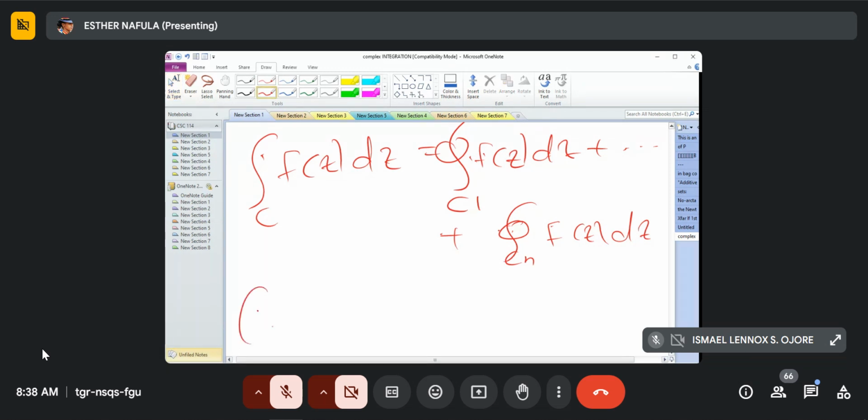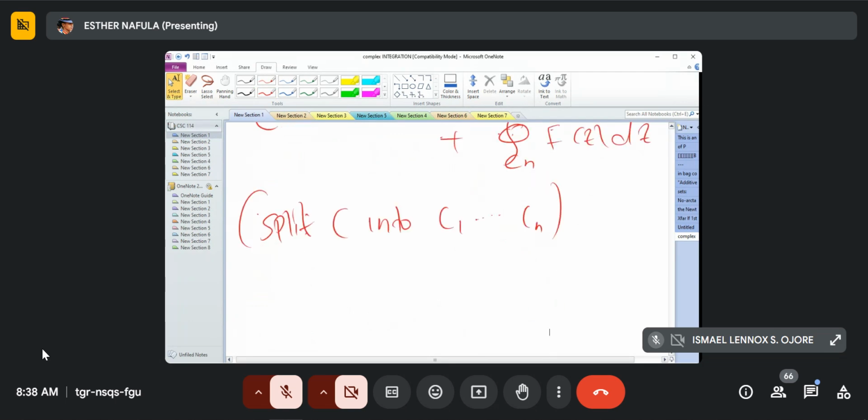So this means you can split C into C1 through to Cn. The rest, if you have several functions times some constants, you just factor the constants out of the integral symbol and then do what you've got to do.